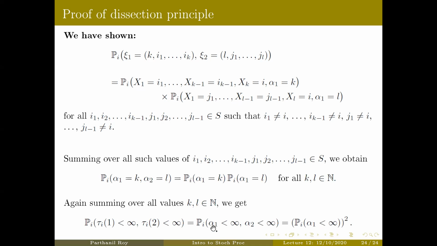And also, alpha 1 finite and alpha 2 finite is the same as saying the first return time is finite and the second return time is finite. So these two probabilities are equal. So what we have shown is that this joint probability is equal to the square of this probability.